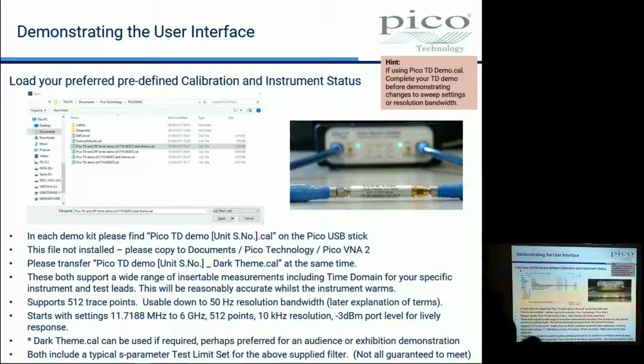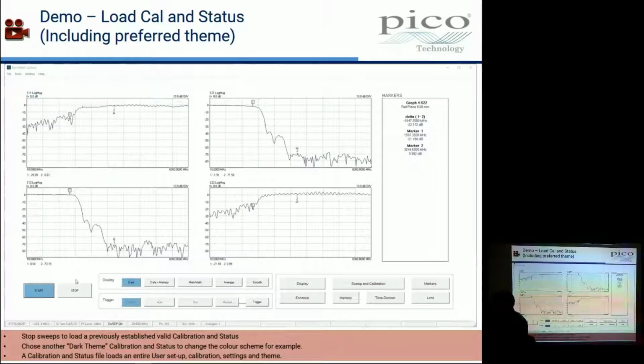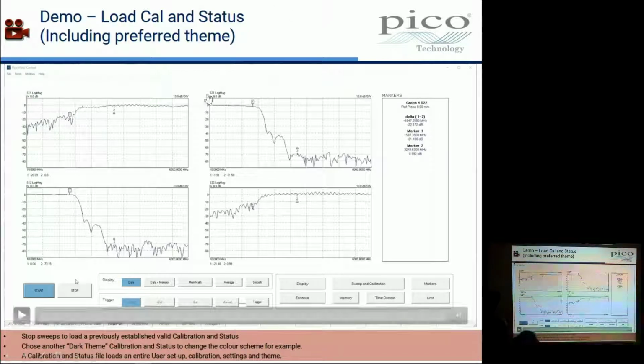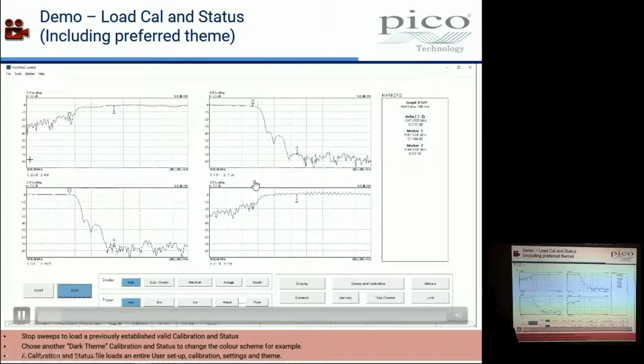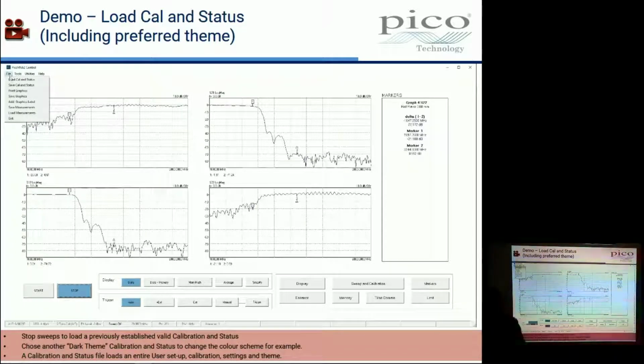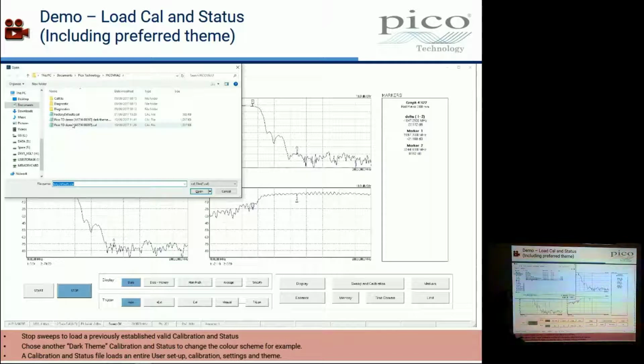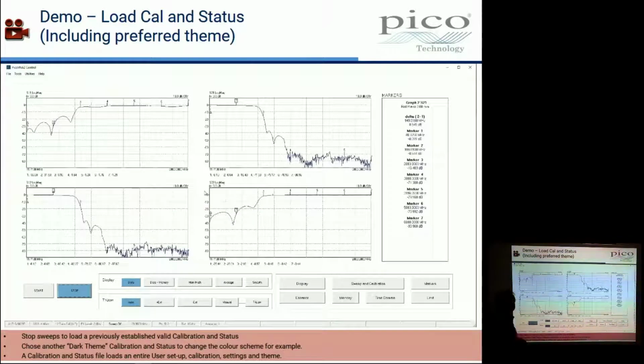Right. So we can see a little demo here of how to do that. So file, load, cal and status. So having started the software, I'm choosing one of those two files and I'm starting the sweep there. So I'm up and running straight away. I think it's going to choose the other one.